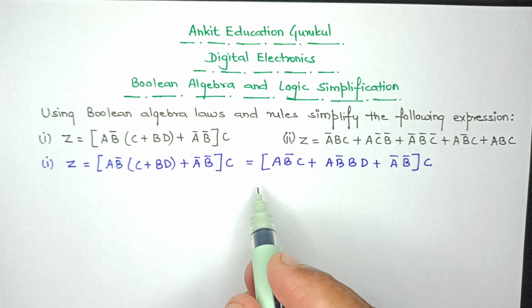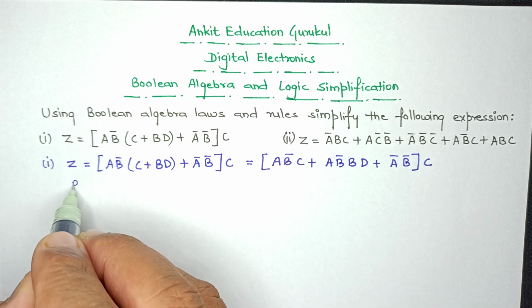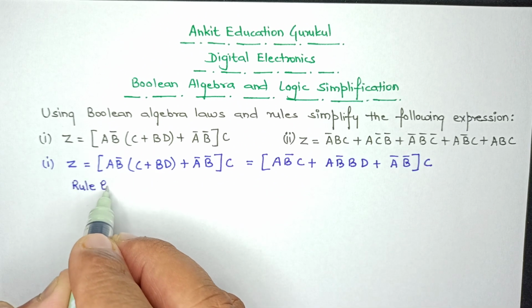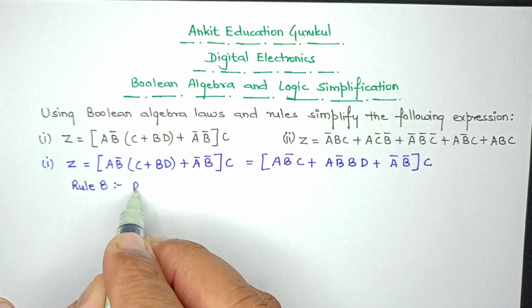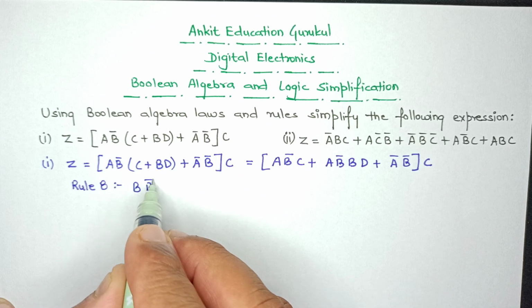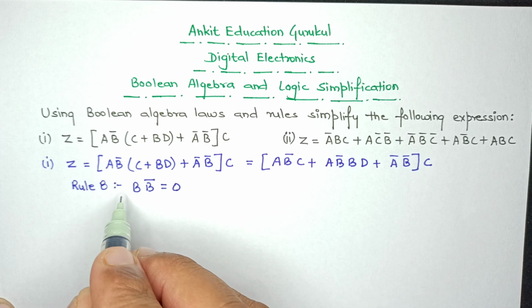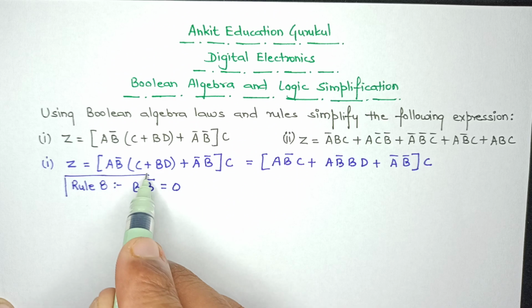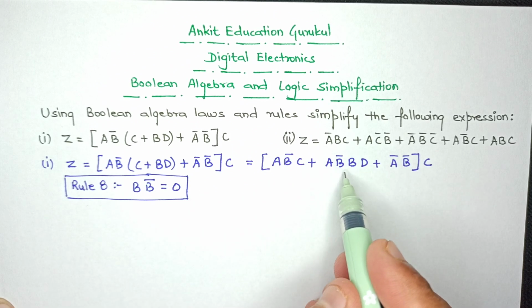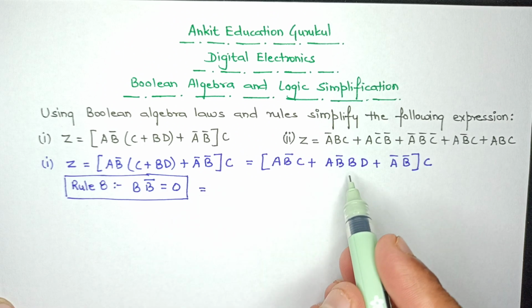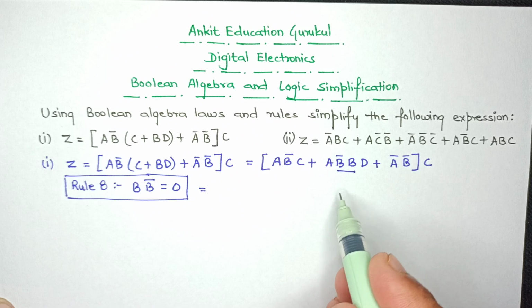Now after this, we are going to use a rule of Boolean algebra, which is rule number 8 out of the 12 rules. This rule says that B multiplied by B bar is always 0. So this is the rule that we will be using in this part of the equation here. If you notice, we have a B and B bar in this position. So this entire part here would be 0.